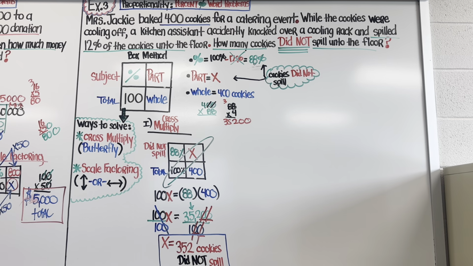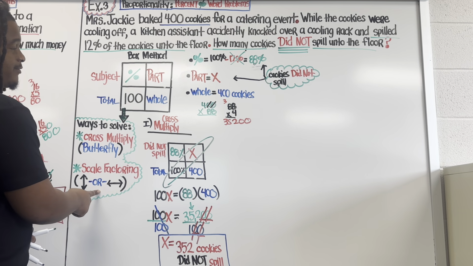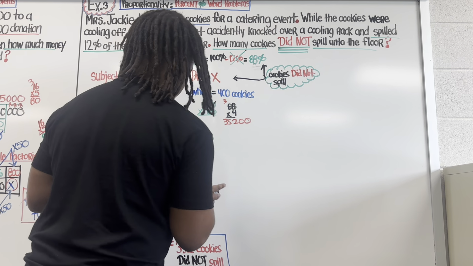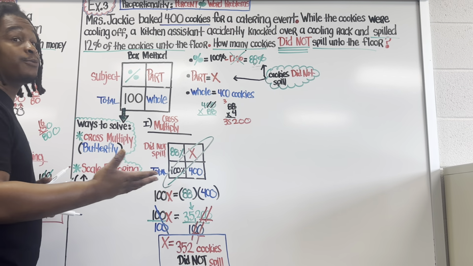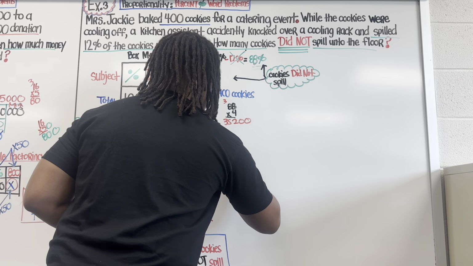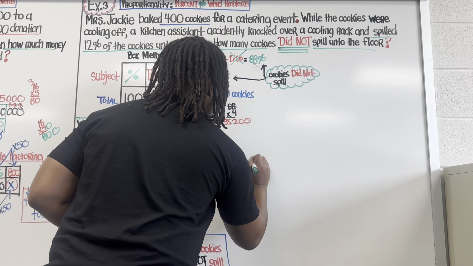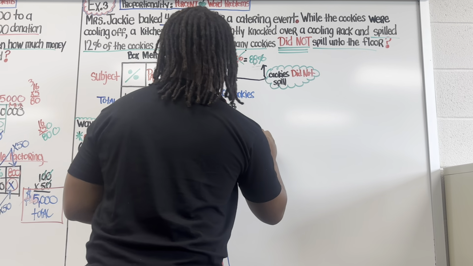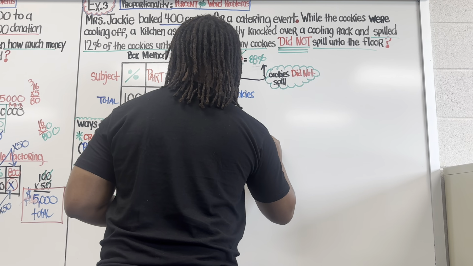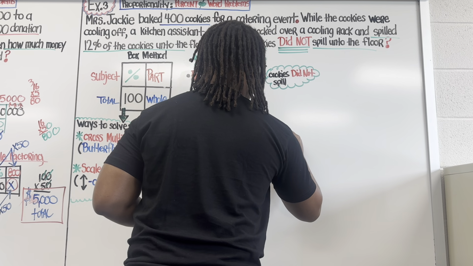All right, now I'm going to solve the same problem, guys, but I'm going to do the scale factoring method. Remember, some of these numbers are multiples of one another, and I'm going to show you what I'm talking about. You can solve the same problem by scale factoring. If you know your multiples, then scale factoring is easy.